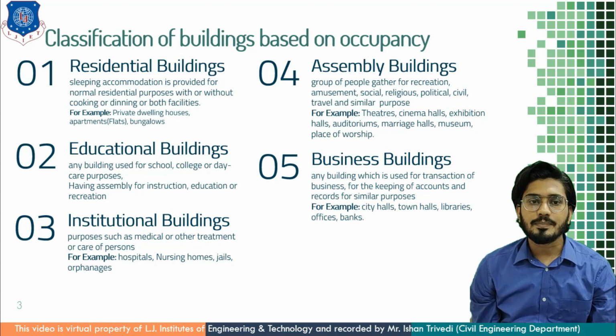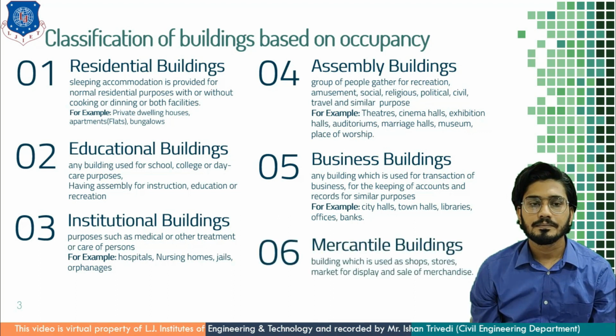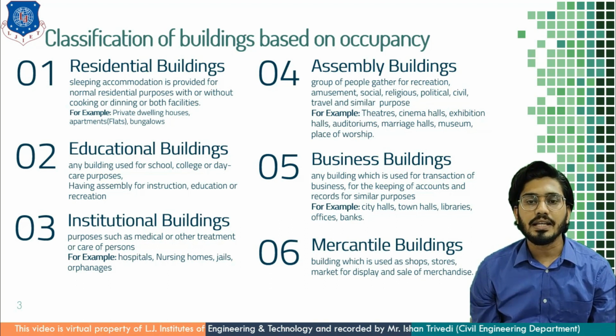Next is business buildings. These shall include any building which is used for transaction of business, for the keeping of accounts and records and for similar purposes. Examples of business buildings are courthouses, city halls, town halls, libraries, offices and banks. Next is mercantile buildings. These shall include any building which is used as shops, stores, or markets for display and sale of merchandise.